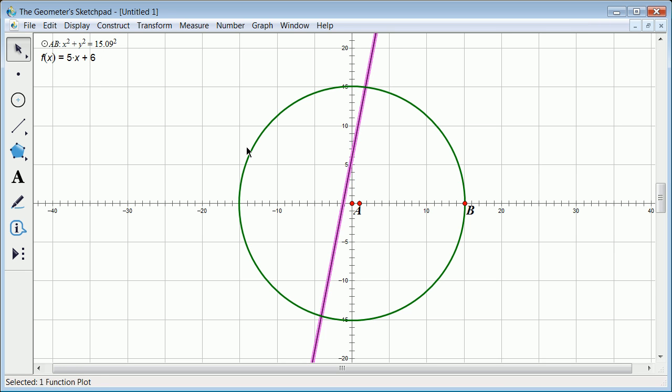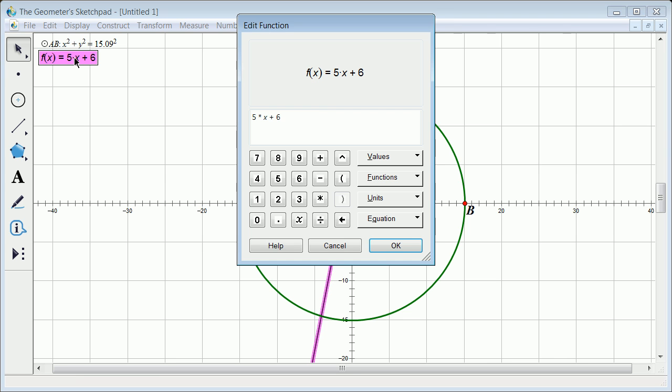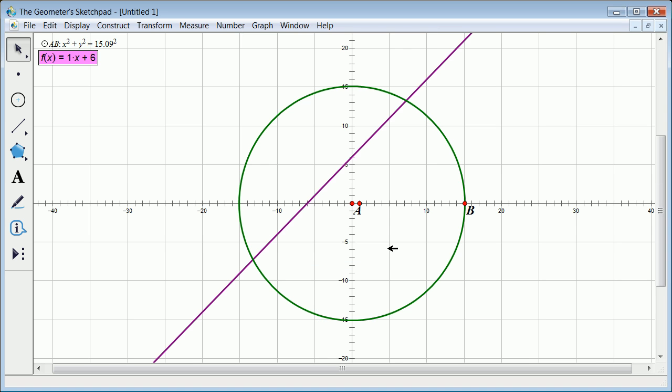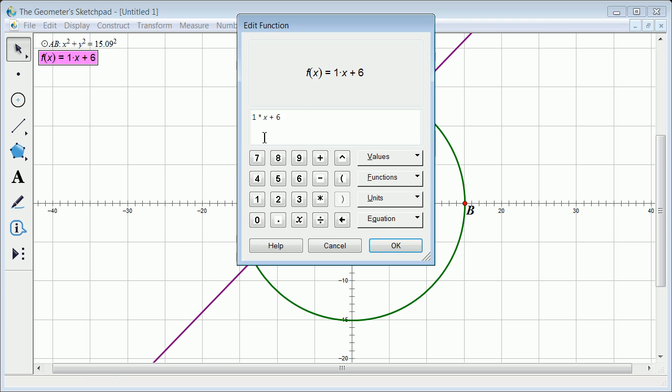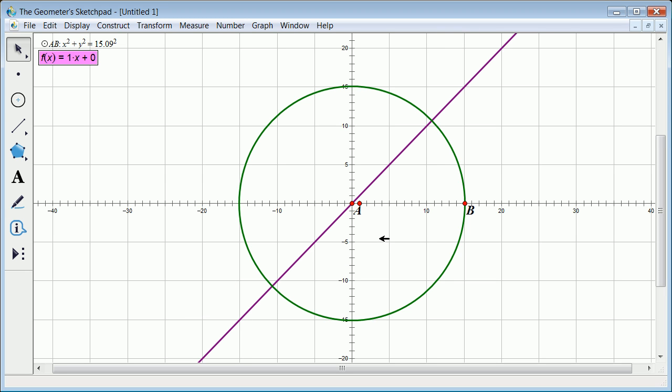Now in this case, you can see that it goes through the point 6 and it has a slope that's steeper than 45. So if I go to here and I make that 1x, remember something that is at a 45-degree angle has a slope of 1. You get that. And if I take it down to 0, you see that concept of the 45-degree line.